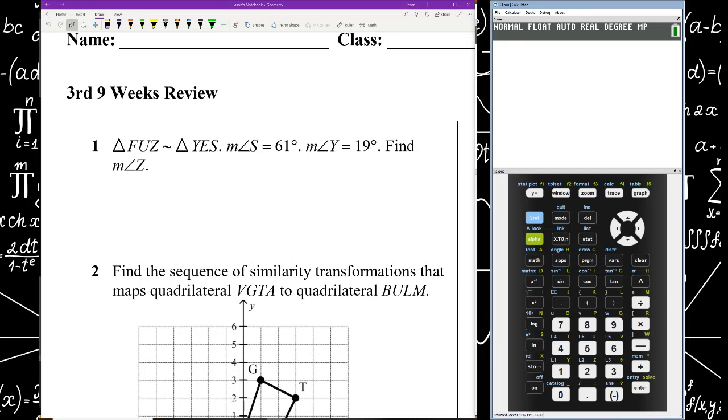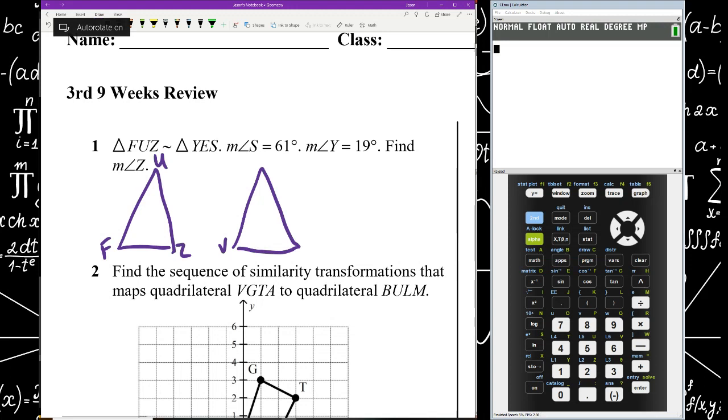Alright, so we're going to look at third running week's review. Starting off number 1, triangle FUZ is similar to triangle YES. Draw two triangles, label them in the same order as what's shown. FUZ, YES. Alright, label the parts that it tells us. S is 61 degrees, Y is 19 degrees.